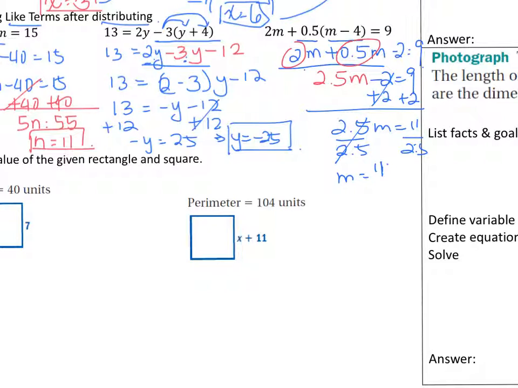It's 11 over 2.5. I can shift the decimal one place to the right, so it's going to be 110 over 25, and I can simplify that. That will become 22 over 5, and we can rewrite that as a mixed number, 4 2/5.